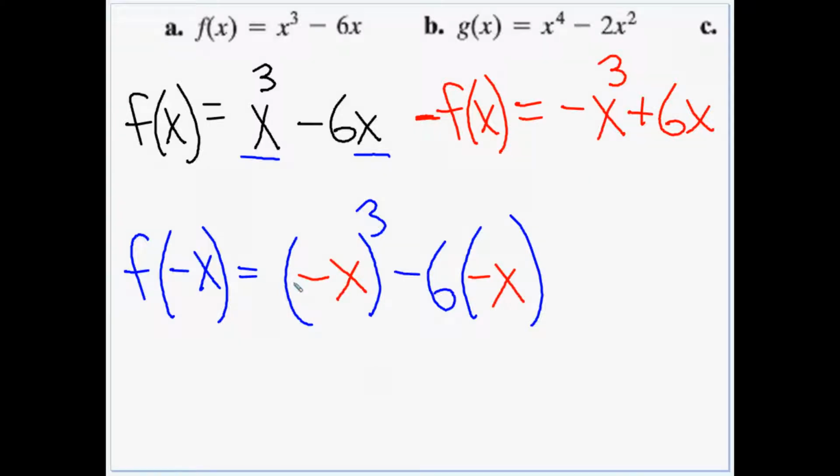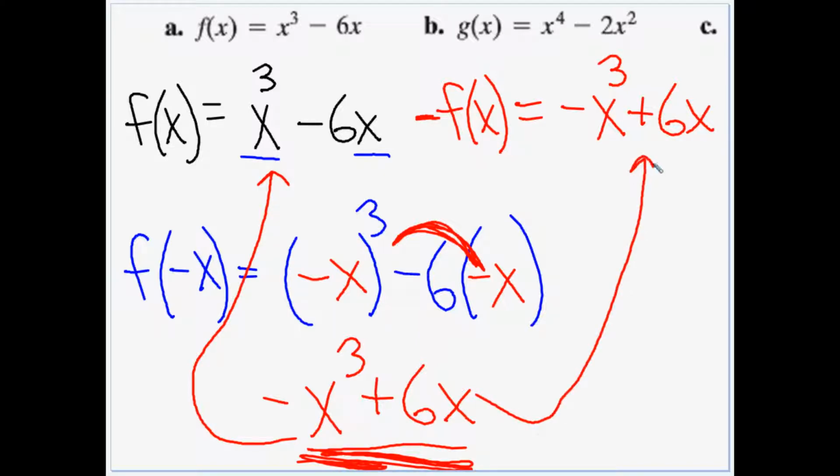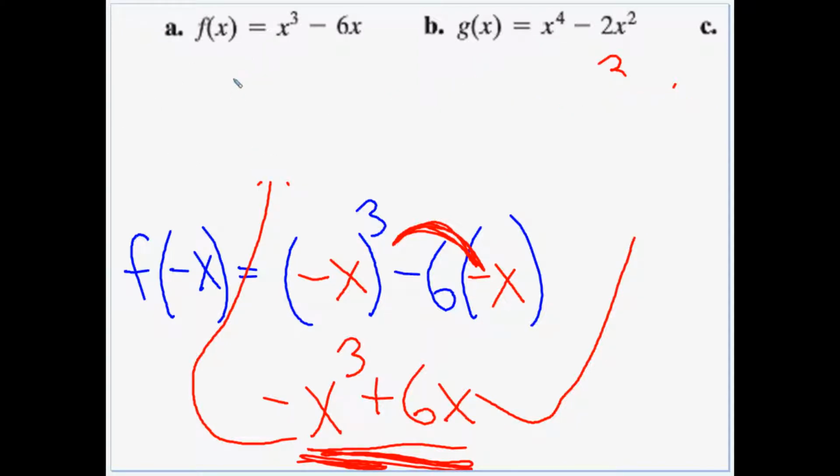So let's see what happens. Negative x to the third is a negative times a negative times a negative, which is negative x to the third. And then here, the minus times minus will turn into a plus 6x. So here's our simplified answer. Did it get us back to the original? No, so it's not even. Did it take us over here to this negation? Yeah, they match perfectly. So part A here, this function is odd. An odd function.